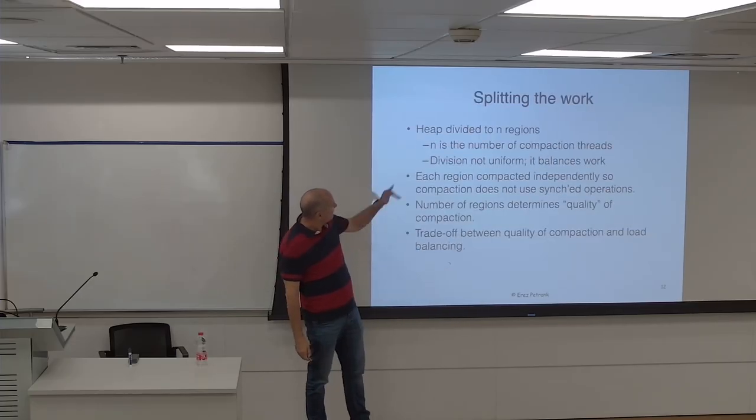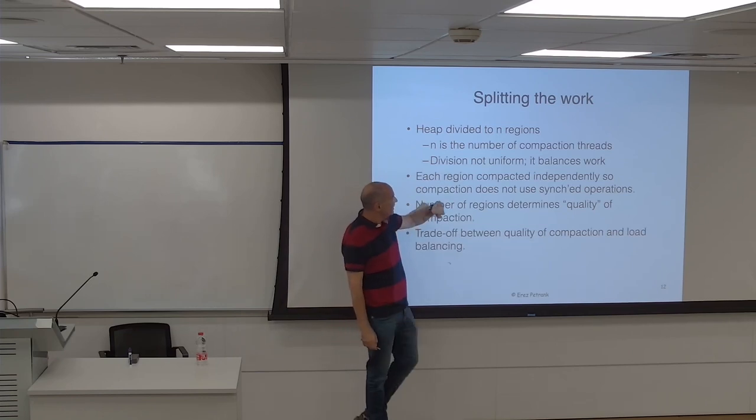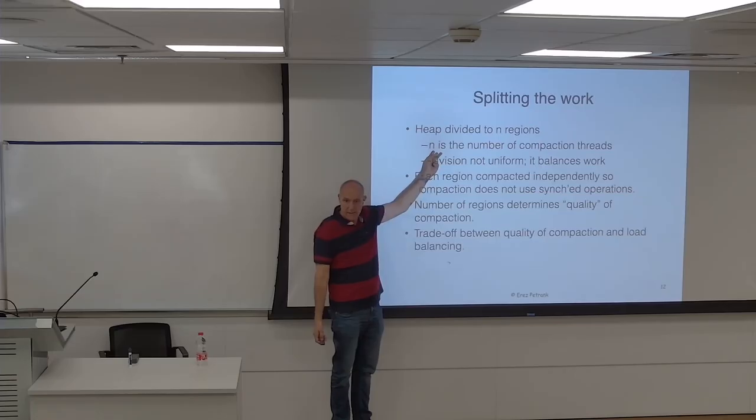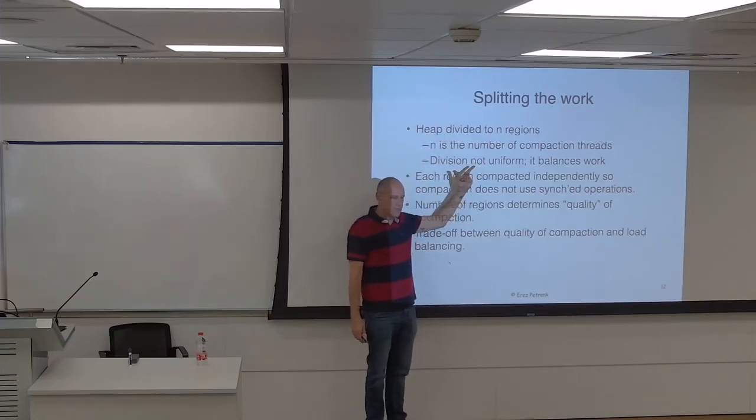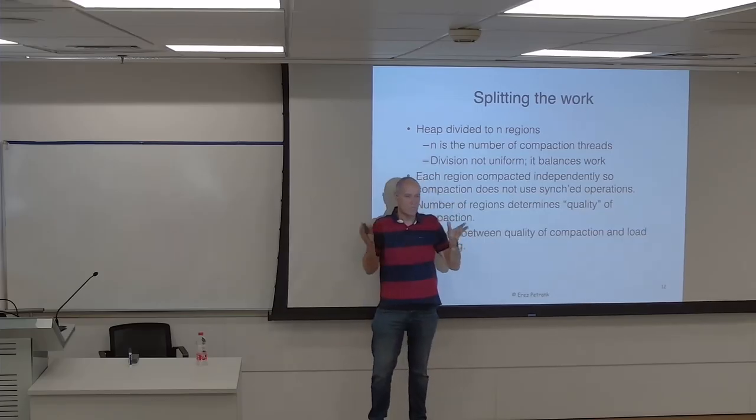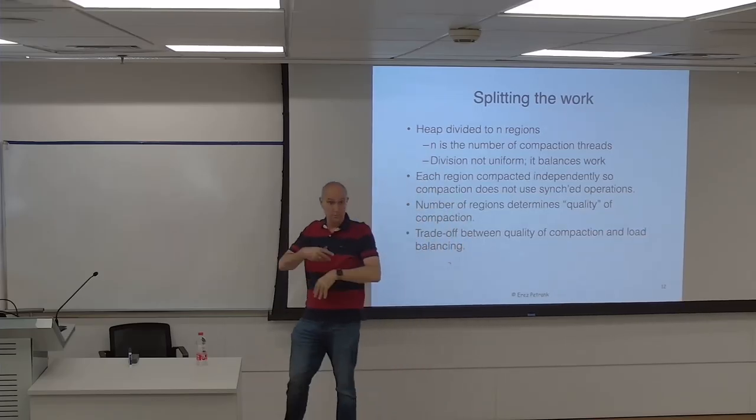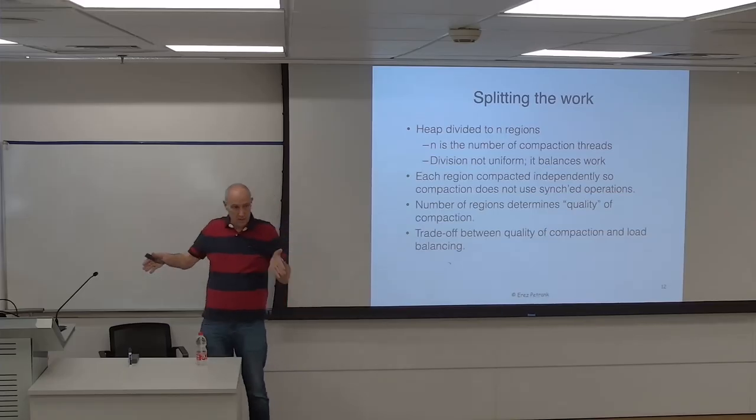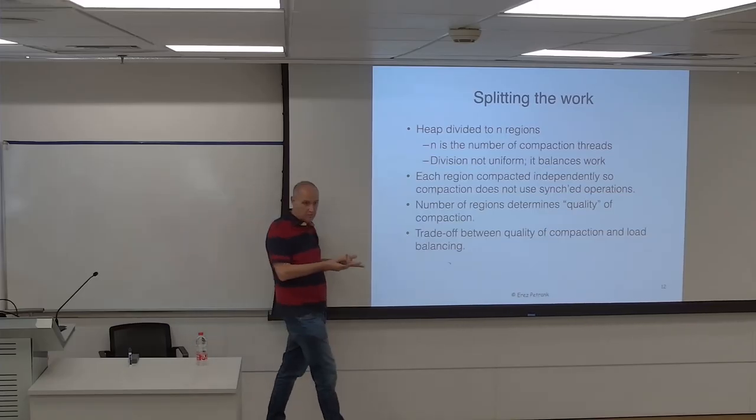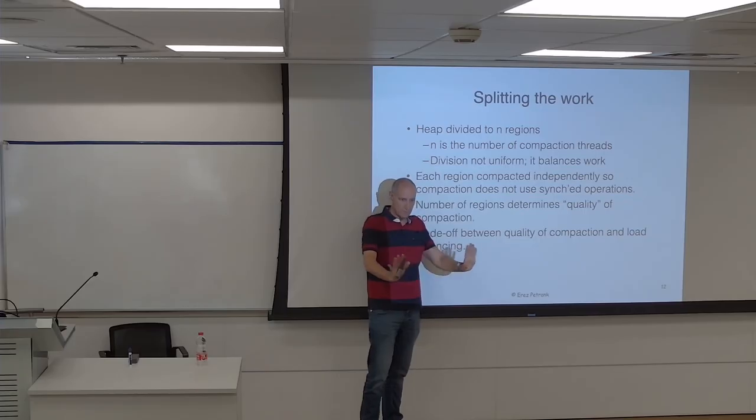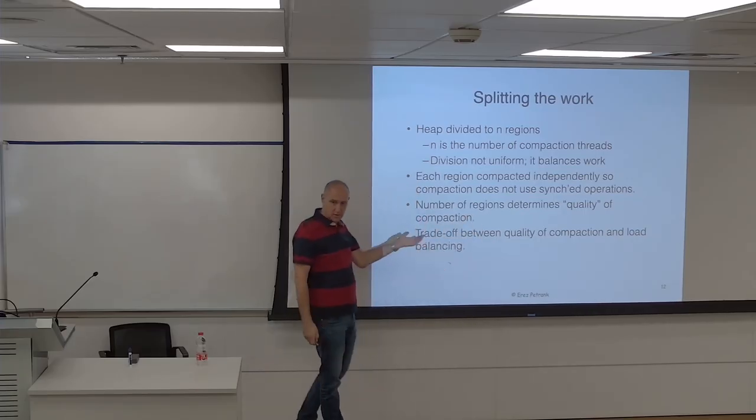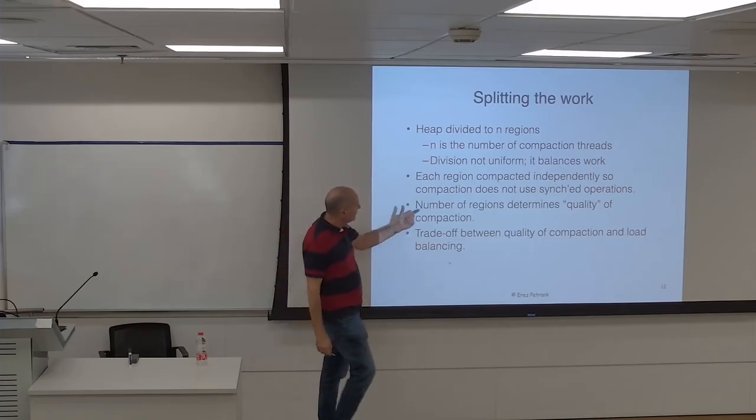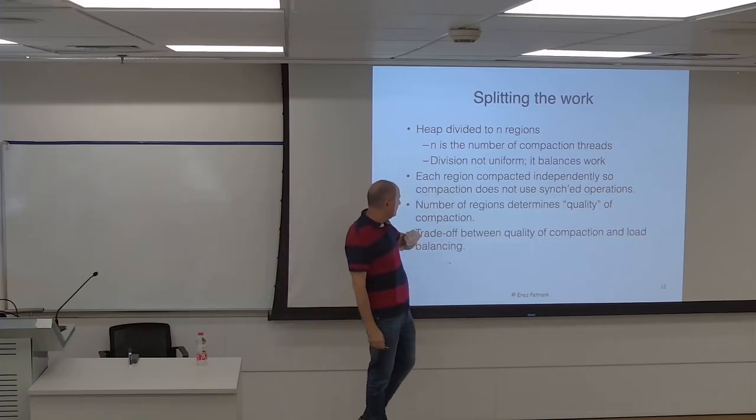So the heap is divided into n regions, and n is the number of threads that are compacting. And they don't do a uniform division because they say some regions have a lot of objects, so it will be a lot of work. Maybe we'll take a smaller region if there's a lot of objects, but forget about it. For simplicity, just think of the same size for all the regions. And then each region is compacted independently.